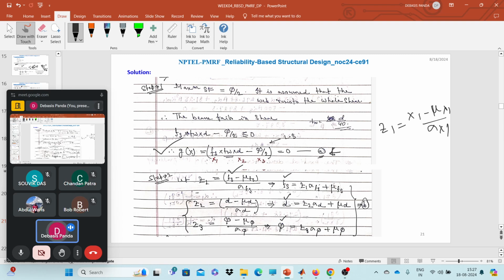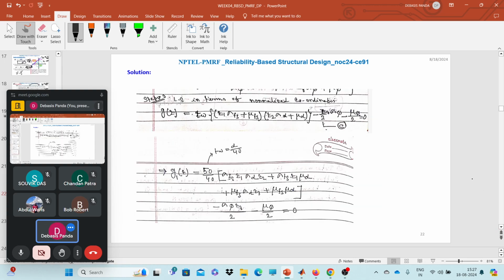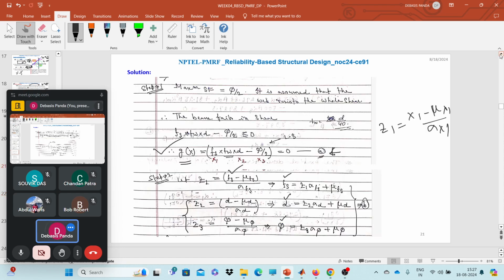So what will you get? You will get the limit state function in standard normal space. So let's quickly put it in and simplify this equation. Here I have put the values into the equation. The value was Fs, and Fs is nothing but Z1 times sigma Fs plus mu Fs, and likewise for D I have put this, and for Q I have put this.